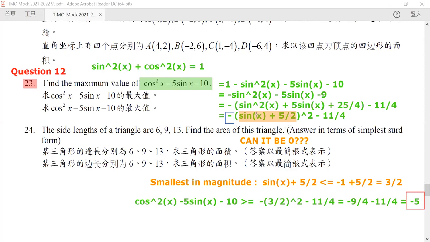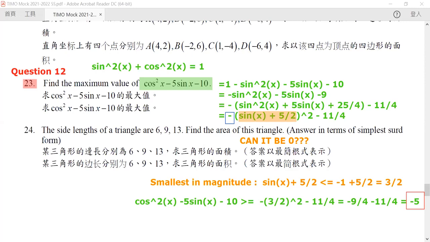Please remember that every time you calculate a value using completing the square, you need to make sure that the part within the square can achieve 0. If it cannot, you cannot assume that it's going to be 0. You need to find the exact value of the smallest one, or the maximum value of it.